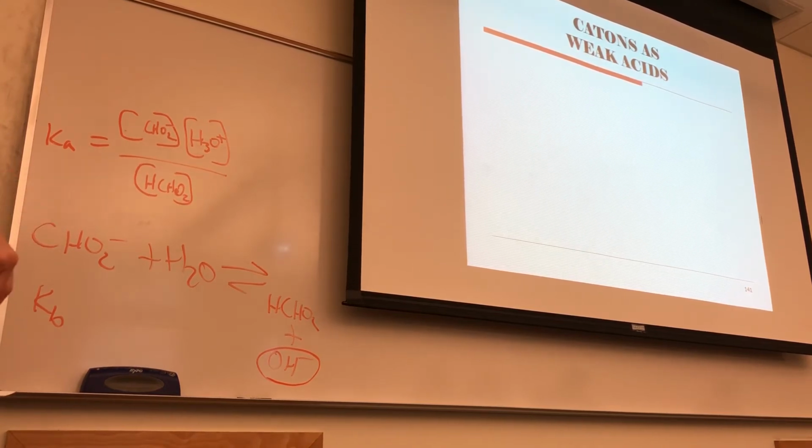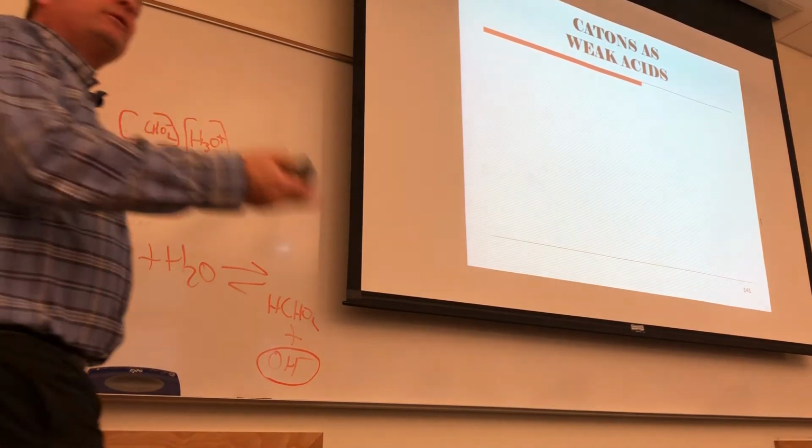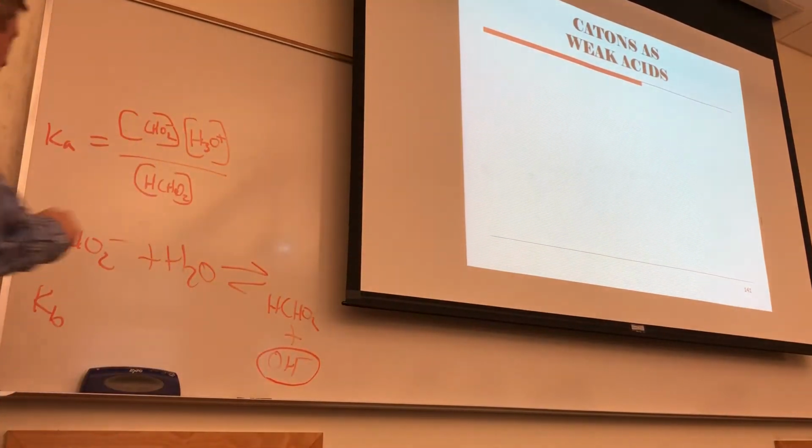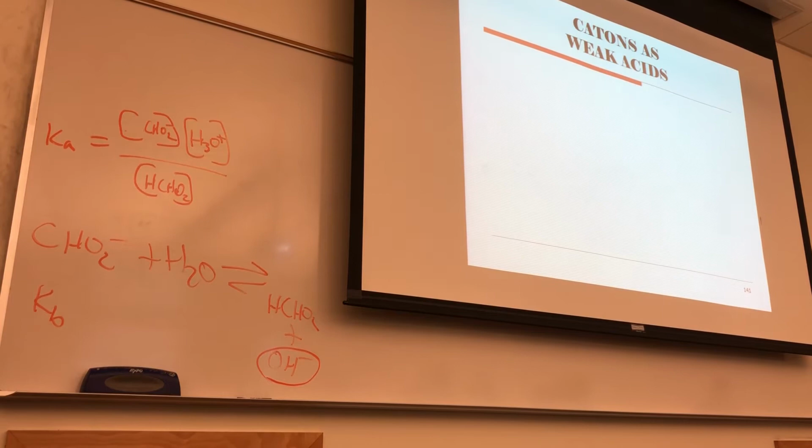Cations, I guess they mean cations, as weak acids. We just got done talking about anions as weak bases. So cations can also be weak acids. And that's the same thing we talked about here with the sodium. That would be pH neutral.